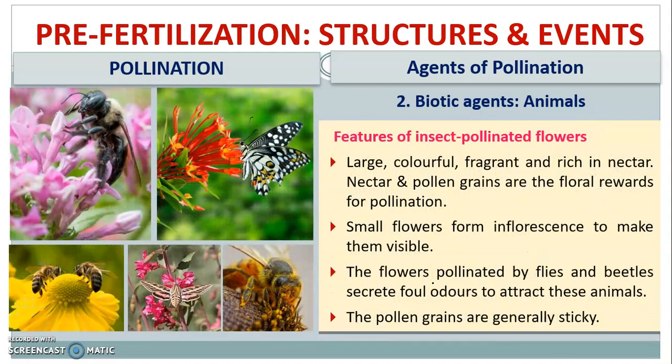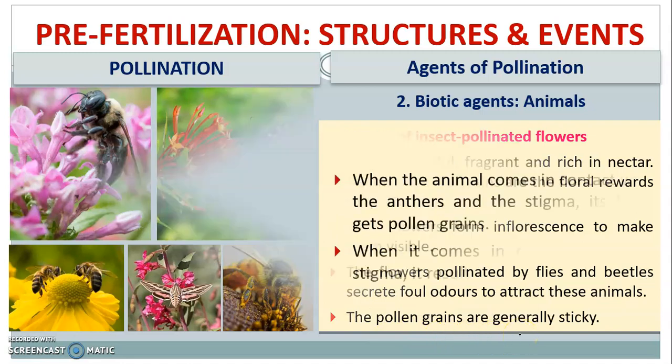Now, the features of insect-pollinated flowers. An insect-pollinated flower must be very bright, colorful, fragrant and rich in nectar. The insects come close to these types of flowers in search of nectar, and they carry pollen grain and transfer it from the male part to the female part. Some small flowers are grouped into an inflorescence to make them visible, which means some flowers are very small but arranged in such a manner that they attract more and more insects. The flowers pollinated by flies and beetles secrete a foul odor to attract these animals. And these pollen grains are generally very sticky in nature.